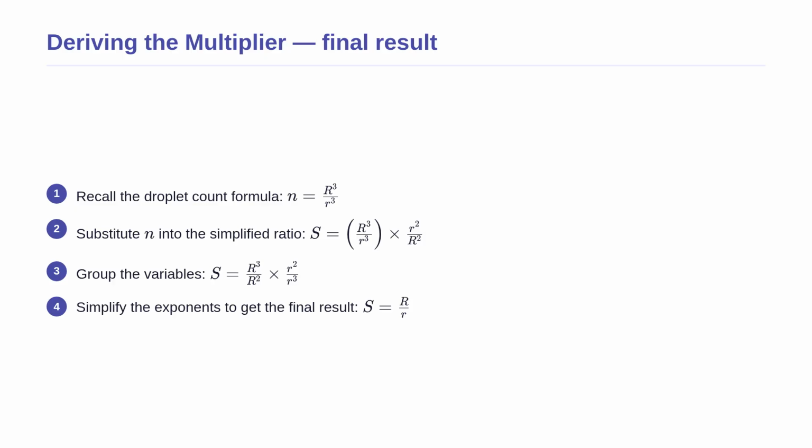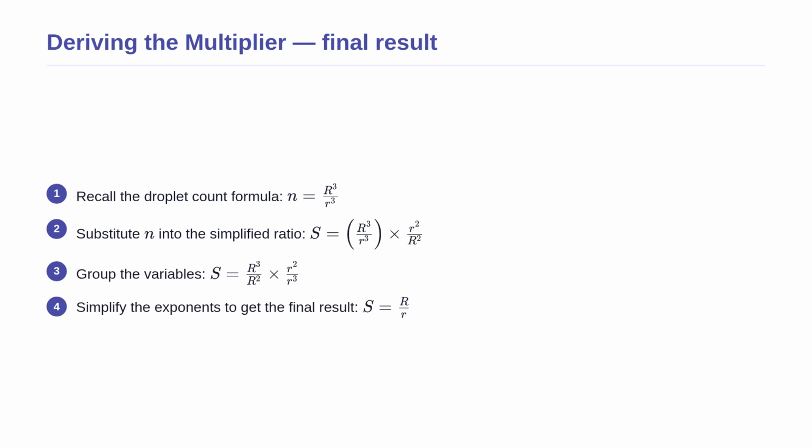Continuing with our derivation, we now bring in the droplet count formula we learned earlier, where n equals capital R cubed over lowercase r cubed. We substitute this expression for n into our simplified surface area ratio. This gives us capital R cubed over lowercase r cubed, multiplied by lowercase r squared over capital R squared. To make the algebra clear, we group the similar variables together.